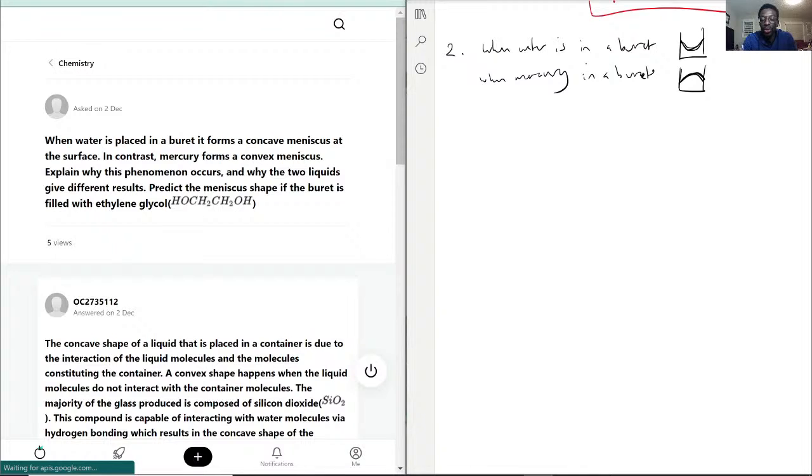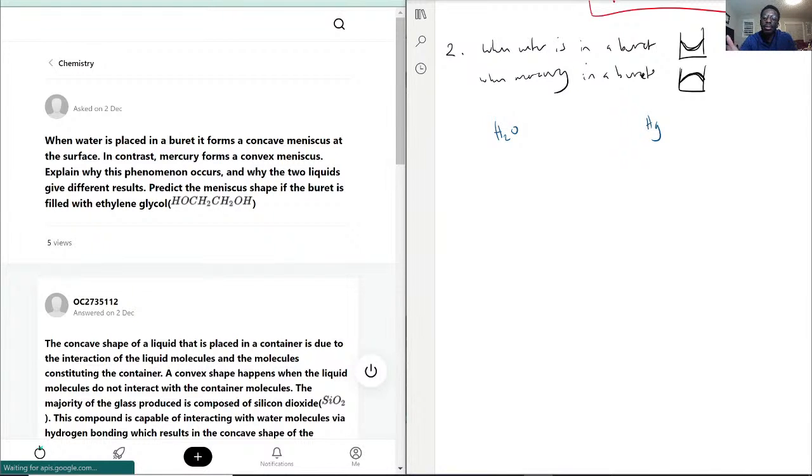What is water constituted of? Water is H2O. Alright, and mercury is just Hg by itself. That's mercury. Now, they're giving us two concrete examples of what happens, but they want us to explain why. That's the key part. So let's think of it this way.